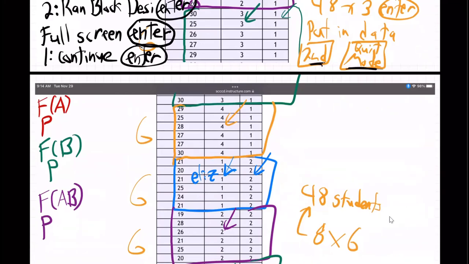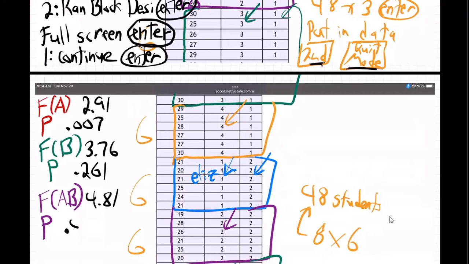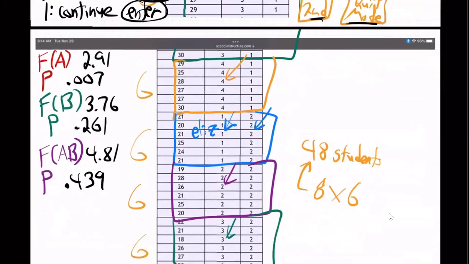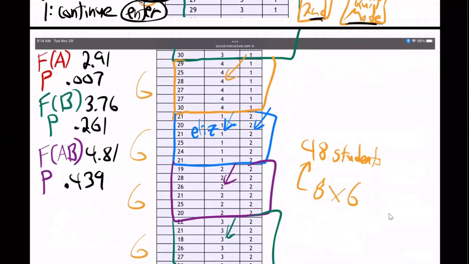So for example, F of A might be, I'll just make up numbers here, 2.91, and this might be 0.007. And F of B might be 3.76, and this might be 0.261. And this might be 4.81, and this might be 0.439, for example. So on this homework question, as you come down, it's going to ask you for these things.